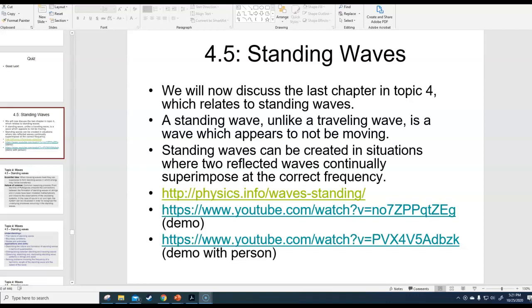So, what is a standing wave? Well, a standing wave, unlike a traveling wave, is a wave which appears to not be moving.